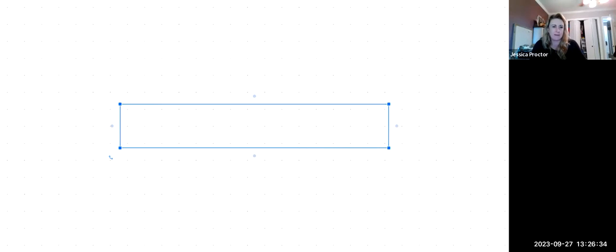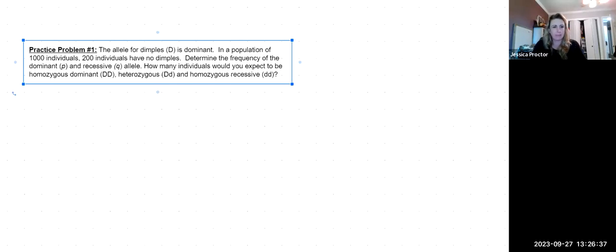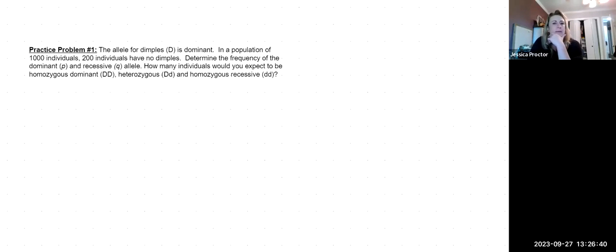All right, so this is practice problem number 1 from check-in assignment number 2. I just copied and pasted it. The allele for dimples is dominant. In a population of 1,000 individuals, 200 individuals have no dimples. So in order to have no dimples, they have to be homozygous recessive. We're going to use our Hardy-Weinberg equation to determine the frequency of the dominant and recessive alleles. And then we will determine how many individuals we would expect to be homozygous dominant, heterozygous, and homozygous recessive within our population. So we want to start out by doing a little summary.